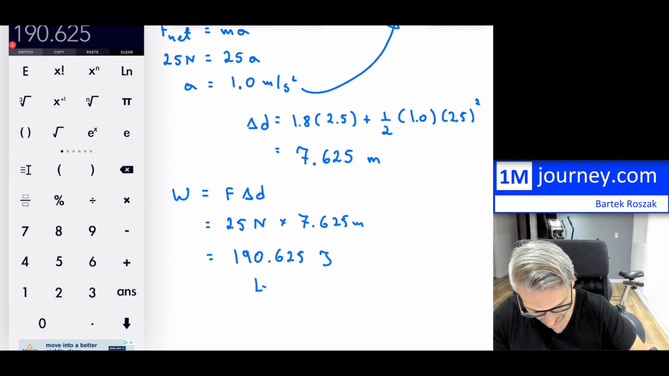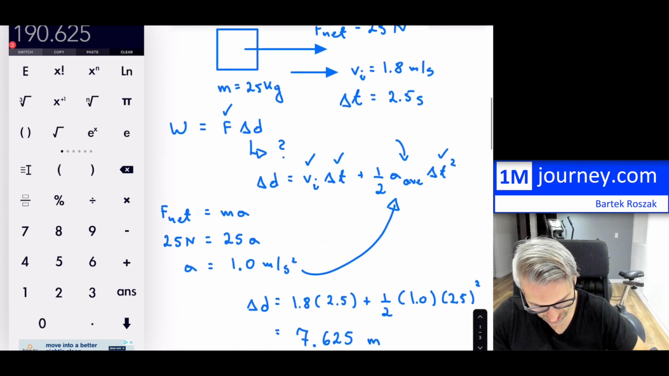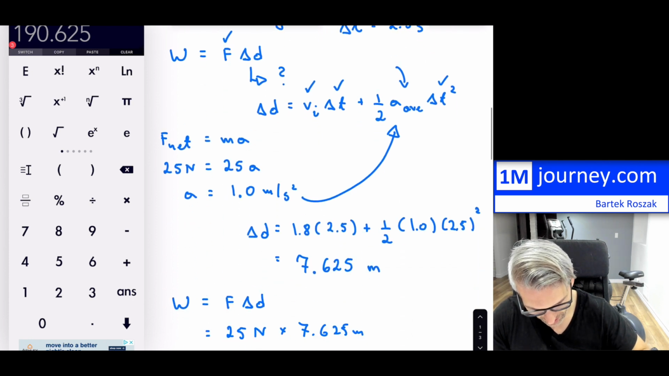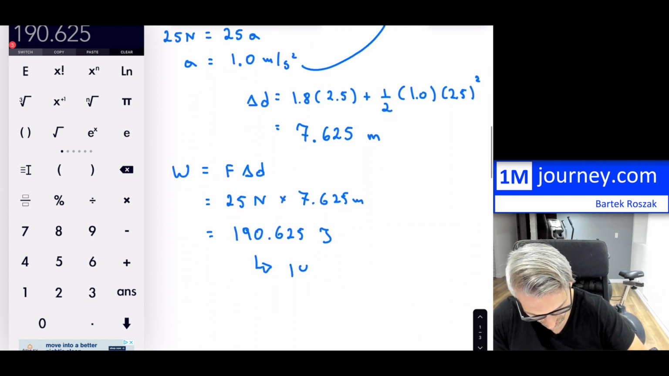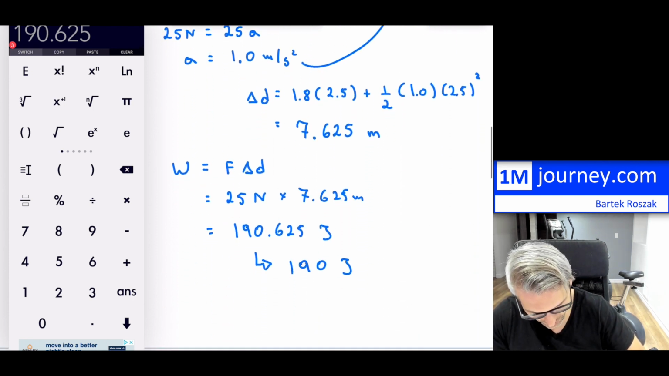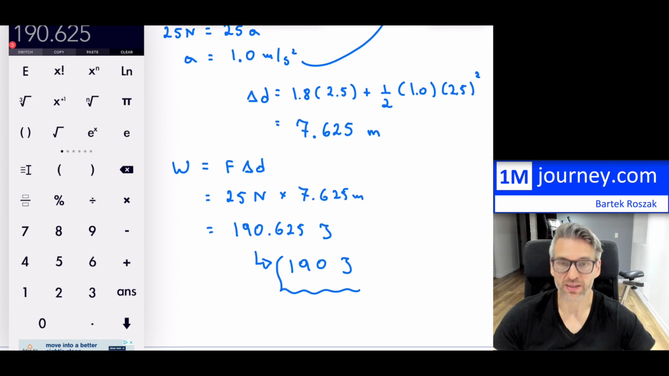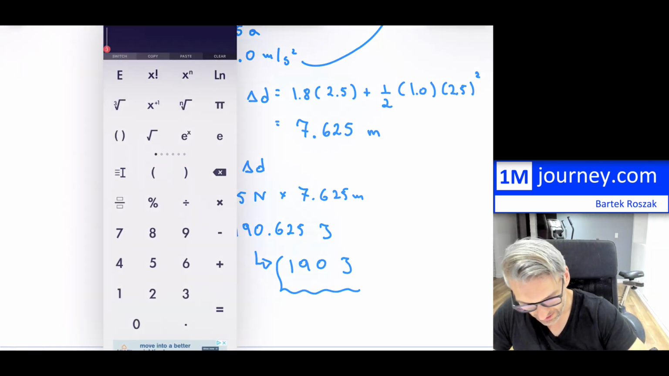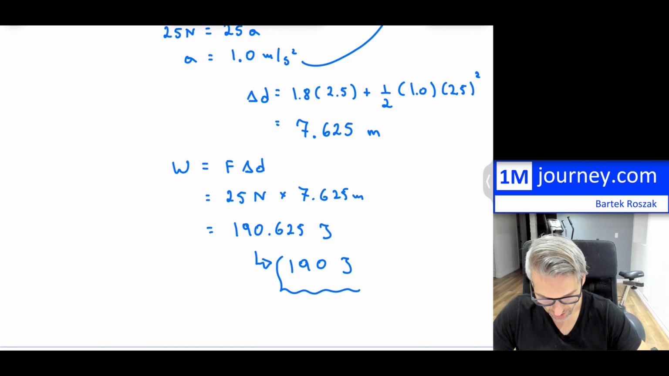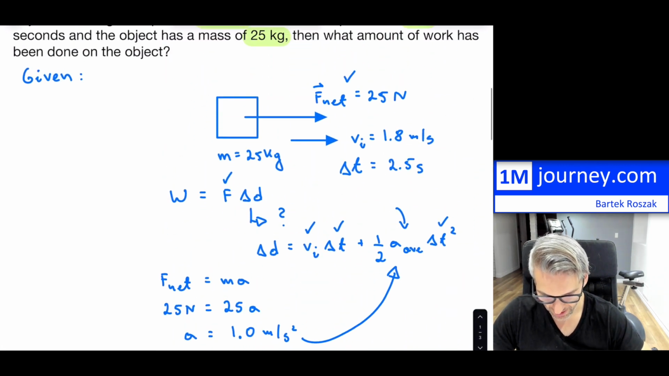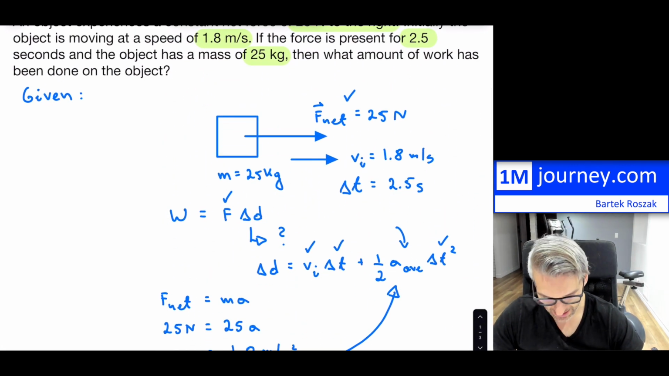Now, if you want to round this, you can always double check all the given pieces of information. It looks like they all had 2 sig figs, so we can just round this to 190 joules. So that would have been the work. Notice it is positive, so the displacement is in exactly the same direction as your force. All right, so that's question number 1. That's a pretty decent one.